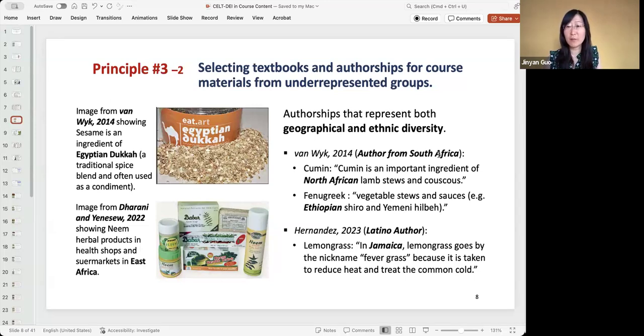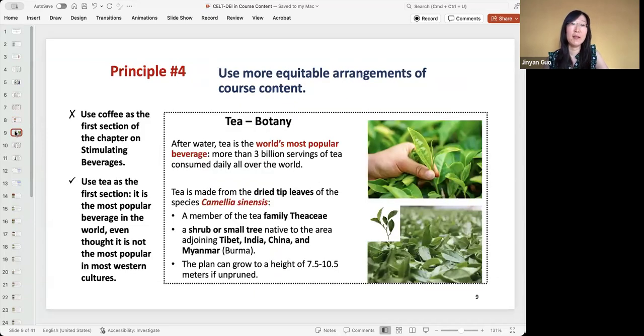For example, the author from South Africa explains how cumin and fenugreek are used in African cuisine, which cannot be found in any other books. While the Latino author provides information on how lemongrass was used in Jamaica, which is absent from other books. So they can provide unique aspects because of their background, which contributes to the knowledge. So that's number 3, select authorship that represents underrepresented groups.